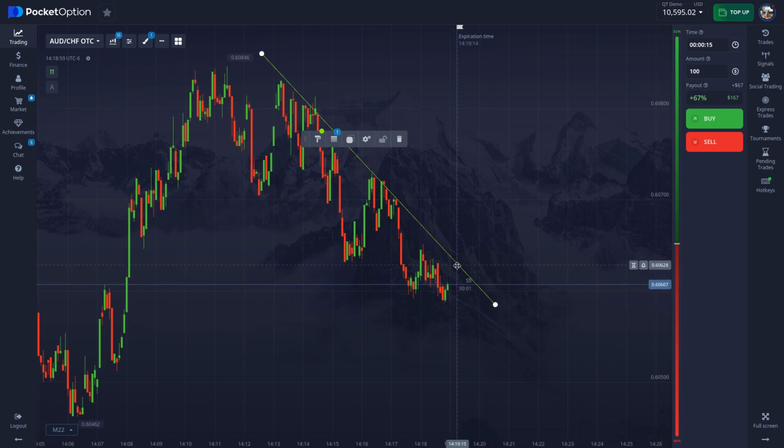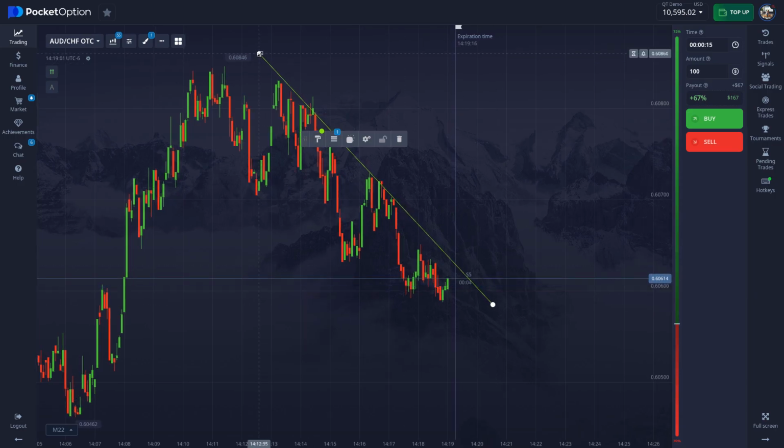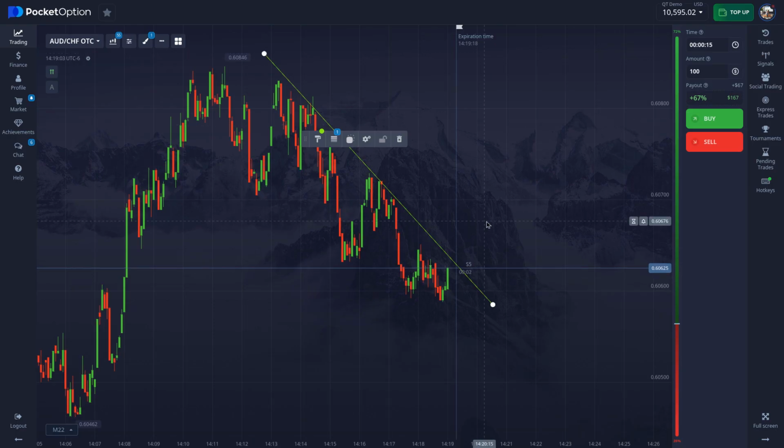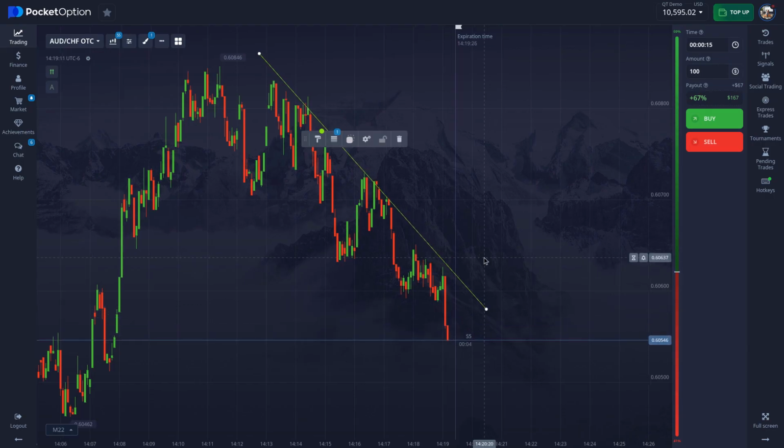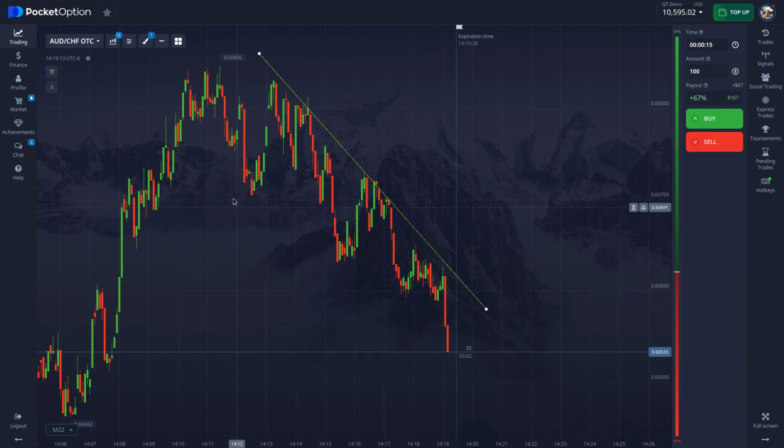We do want to get some good touch points here. Don't want to cut in too much. So if we see a possible breakout of this level, we'll probably take a trade to the upside. Alright, we have a lot of downward motion here, and there's some other levels there we could try to draw in.